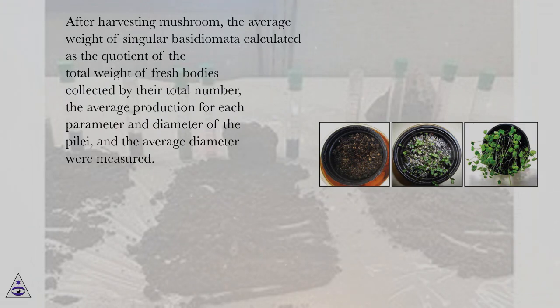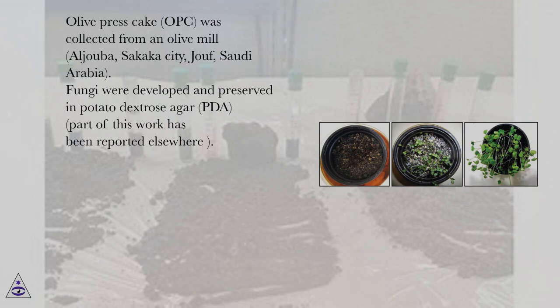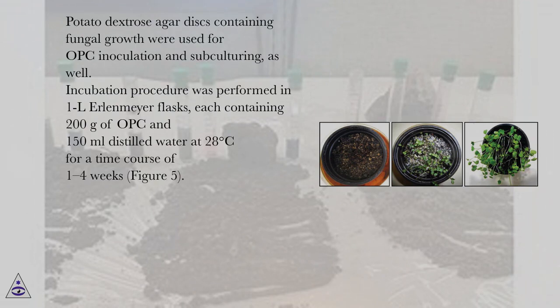were measured. Olive press cake, OPC, was collected from an olive mill, Aluba, Sakaka City, Jouf, Saudi Arabia. Fungi were developed and preserved in potato dextrose agar, PDA. Part of this work has been reported elsewhere. Potato dextrose agar discs containing fungal growth were used for OPC inoculation and subculturing, as well. Incubation procedure was performed in 1-liter Erlenmeyer flasks, each containing 200 grams of OPC and 150 milliliters distilled water at 28 degrees Celsius for a time course of 1 to 4 weeks, figure 5.